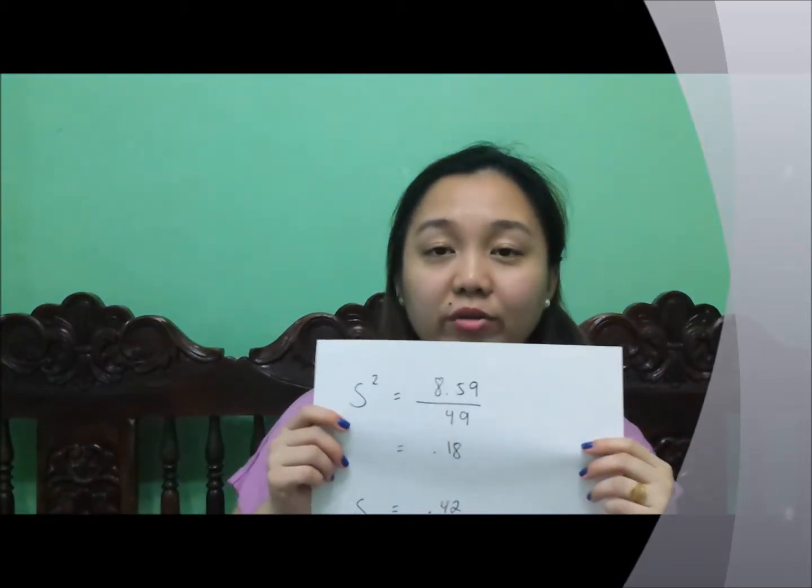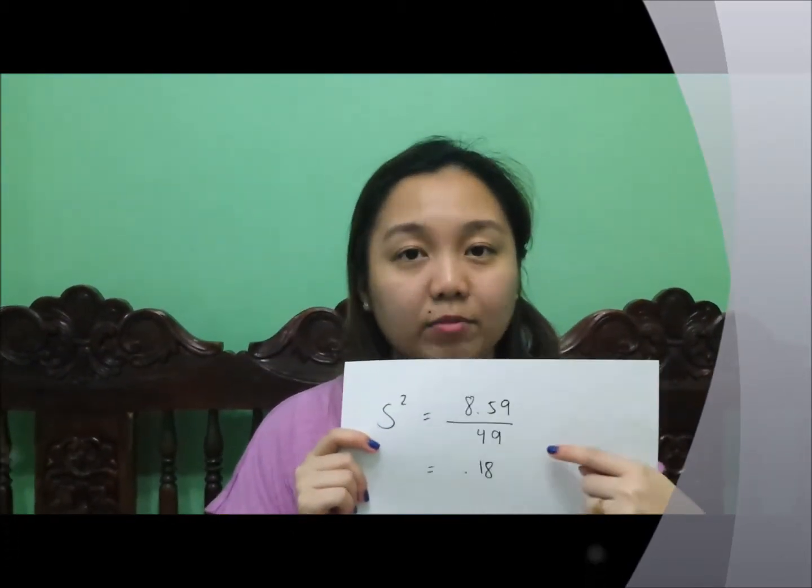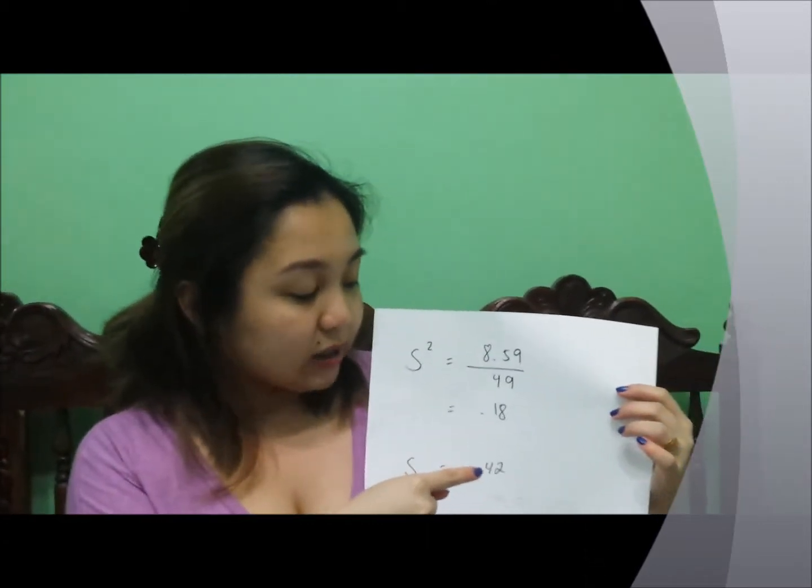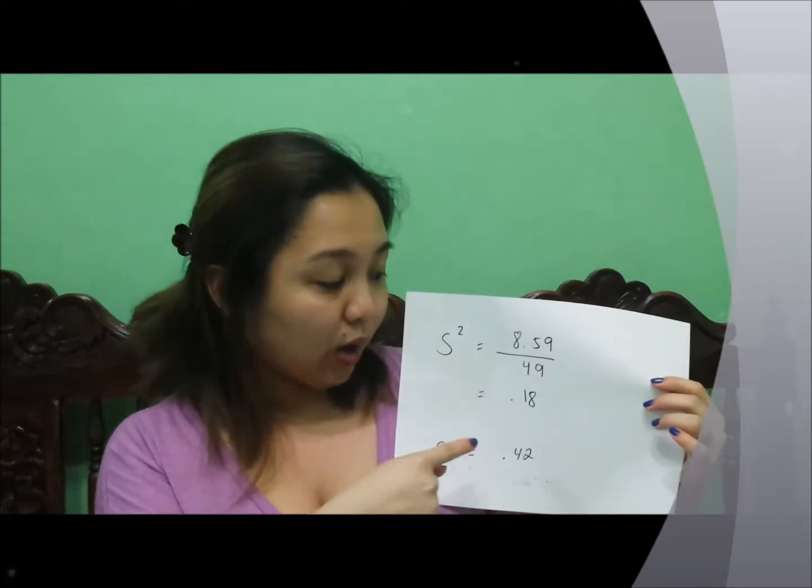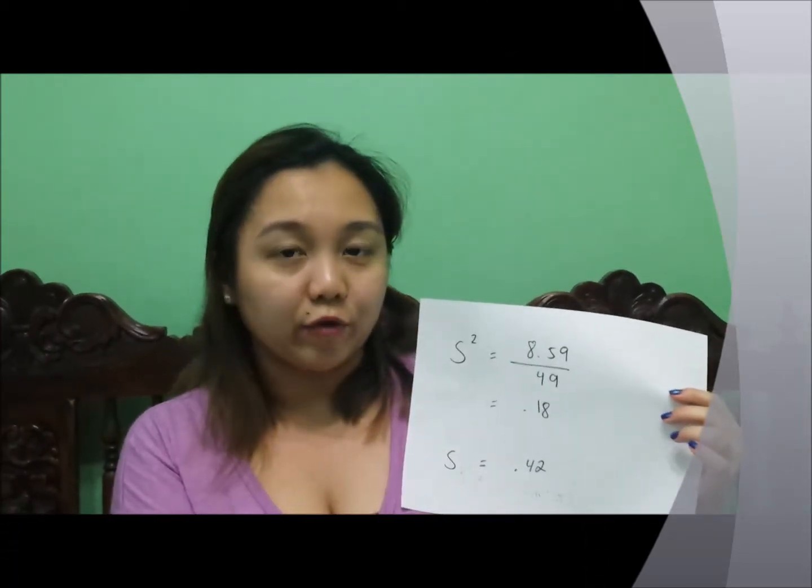As you can see in that table, the summation of the squared deviation from the mean is 8.59. To compute for the variance, we have 8.59 divided by the sample size of 50 minus 1, which is 49. So, we have 0.18 as the sample variance. The sample standard deviation, as discussed, is just the square root of the sample variance. So, we have 0.42.